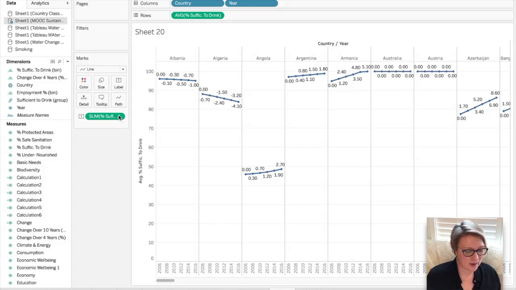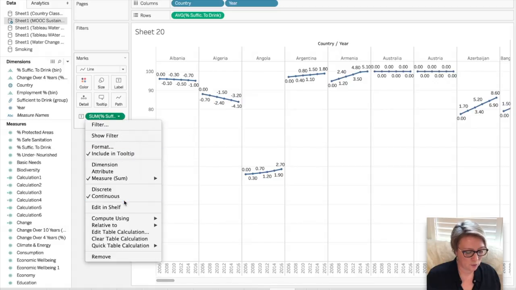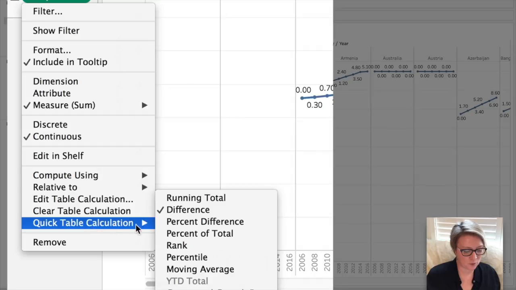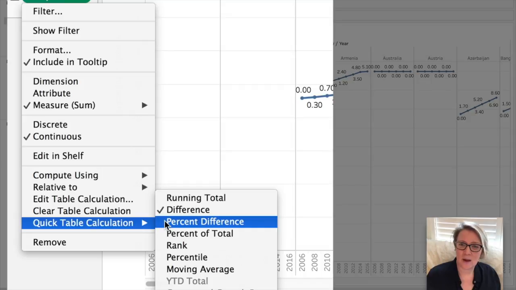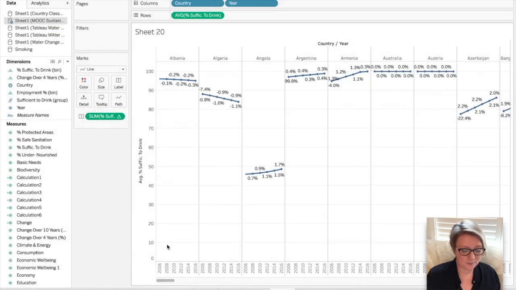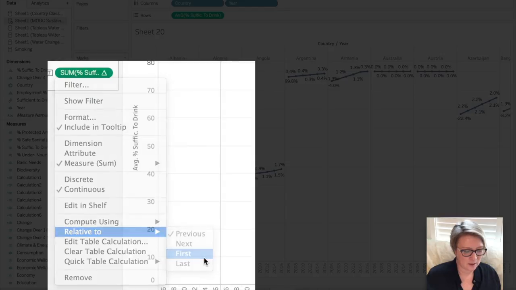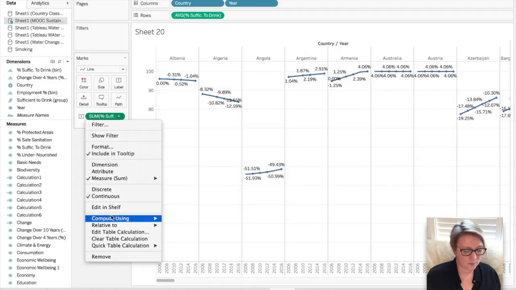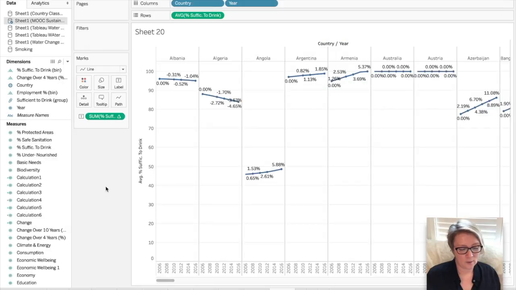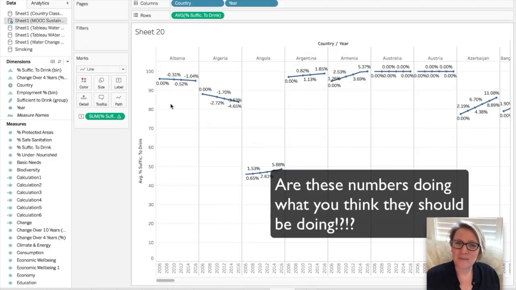So let's go back here to Tableau, and instead of telling it to have the quick table calculation be difference, we're going to have it be the percent difference. So this is a measure that takes into account the number where you started and the number where you end up, not just the raw number of percentage point changes. So you can see here that right away we want it relative to the first, and we want it computed using the pane. So again, always checking to make sure that these numbers seem like they're doing what you think they're supposed to be doing.